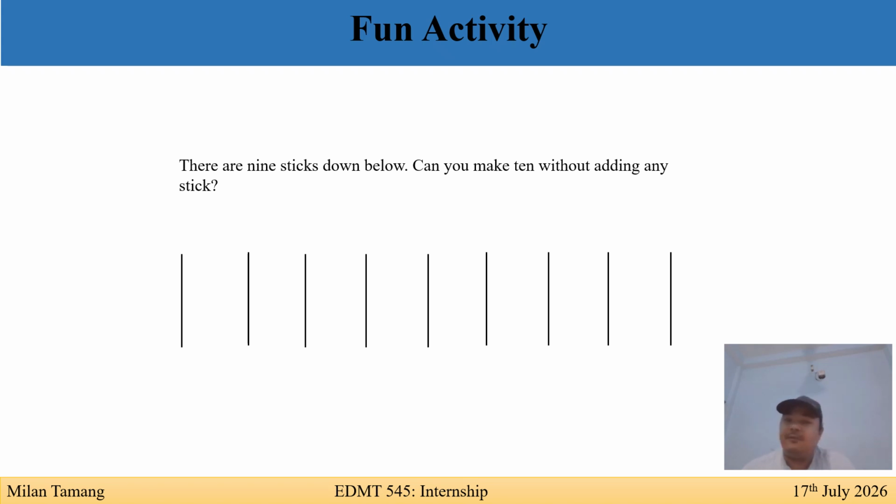Now let's talk about the fun activity. As you can see here, there are 9 sticks, and we have to make it 10. Can you make it? So here are 9 sticks. We have to make 10. How can we make 10? Is that when we write here 1 stick.